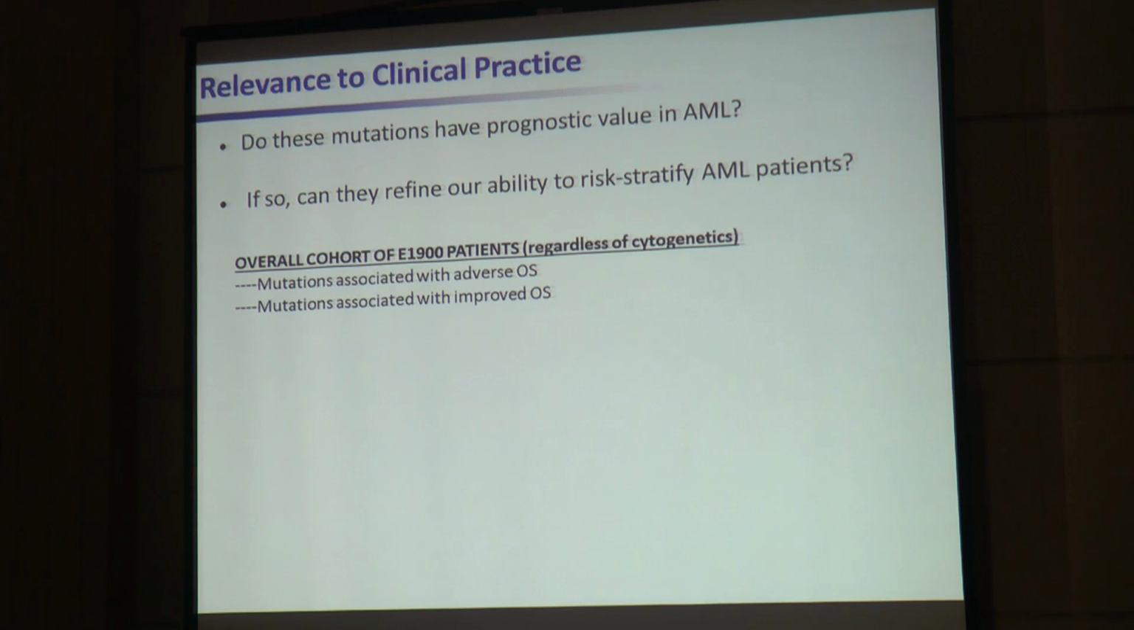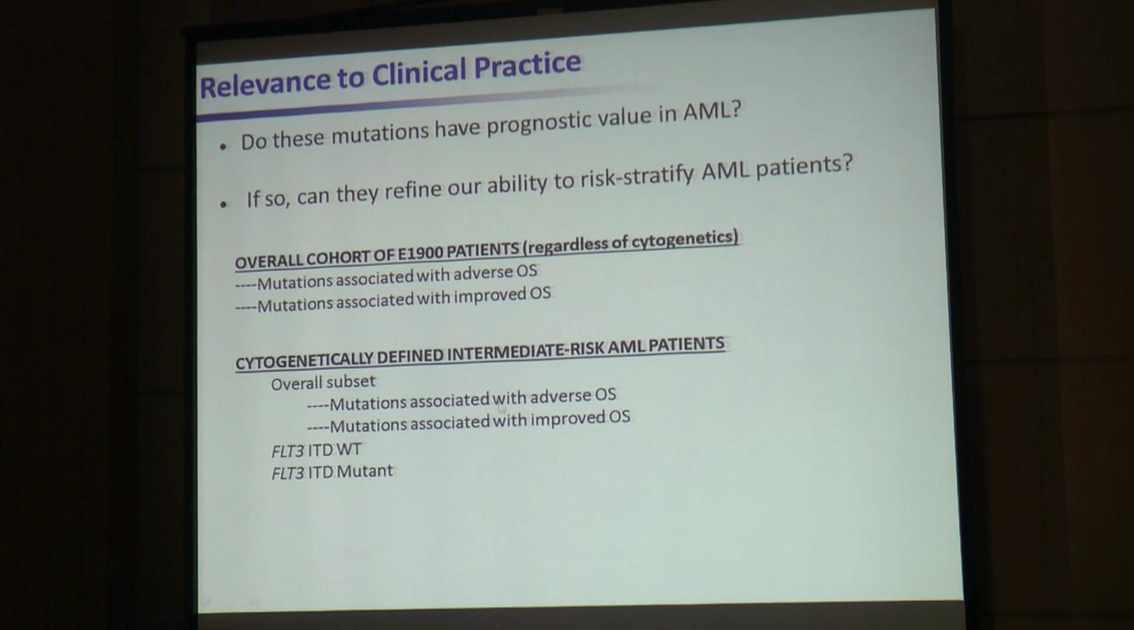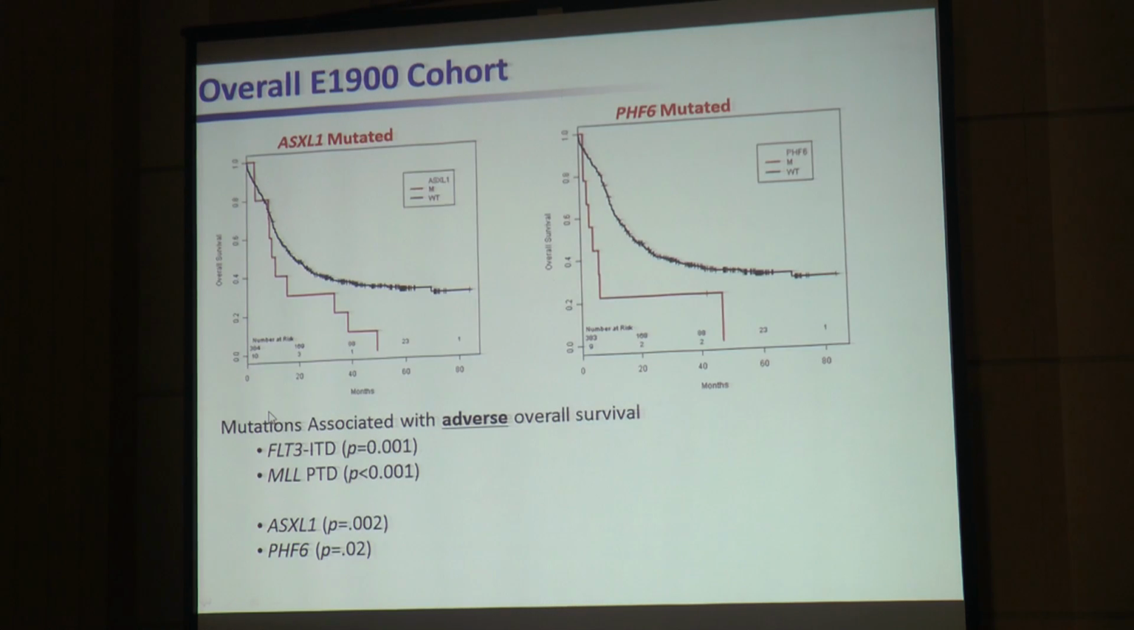So we'll first look at the overall cohort of these patients, regardless of cytogenetics, and look at those that confer favorable versus unfavorable outcome. We'll then focus on the cytogenetically defined intermediate risk AML patients, and also look at those that are FLT3 wild type specifically. So if we look at the overall cohort of these patients with AML, there were four mutations that were associated with adverse outcome regardless of cytogenetics.